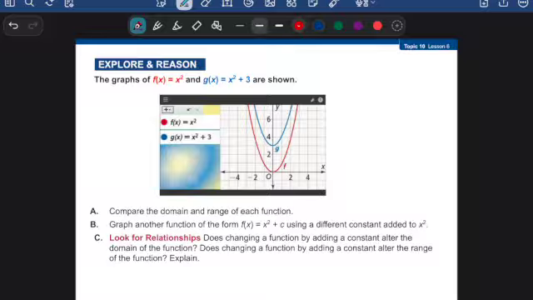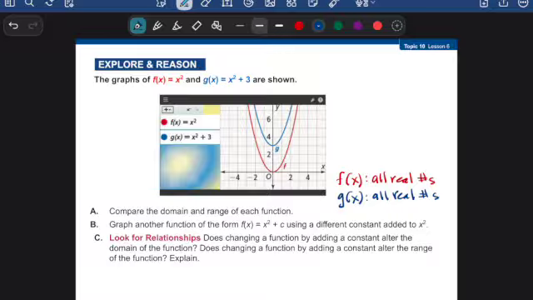Well, for f of x, the domain is all real numbers as the graph goes towards infinity to the left and towards infinity to the right. For g of x, it is also all real numbers, as the graph continues to the left and continues on to infinity towards the right.